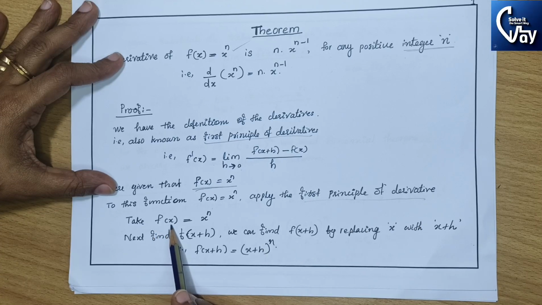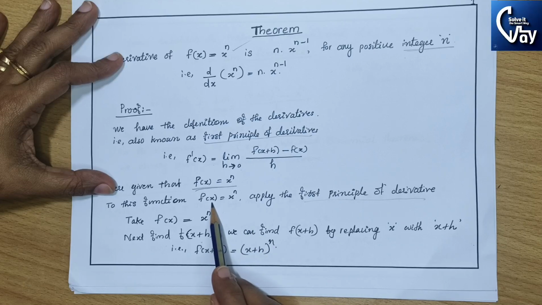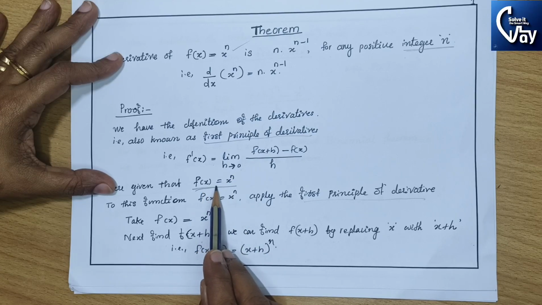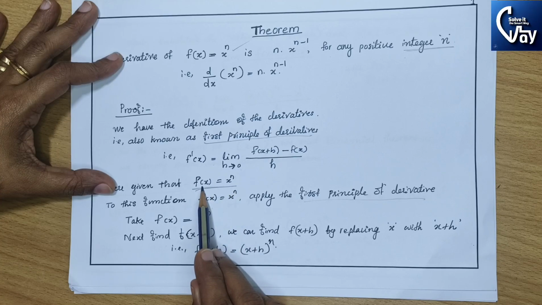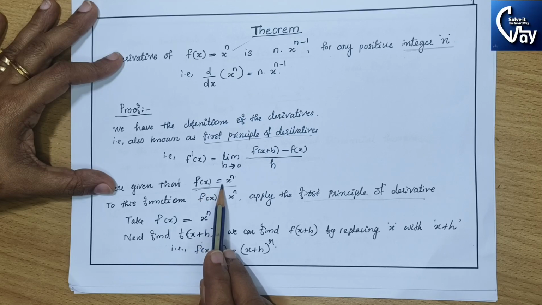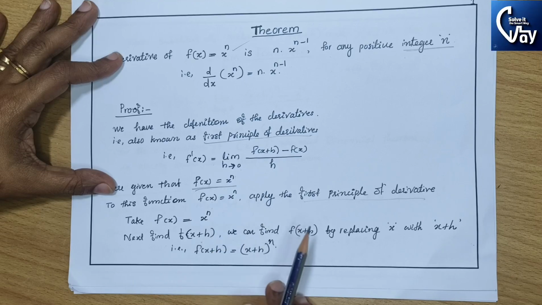What is our f of x? f of x equals x raised to n. Next, find f of x plus h. We can find f of x plus h by replacing x with x plus h. That is, f of x plus h equals x plus h whole raised to n. So f of x equals x raised to n, and f of x plus h is equal to x plus h whole raised to n.